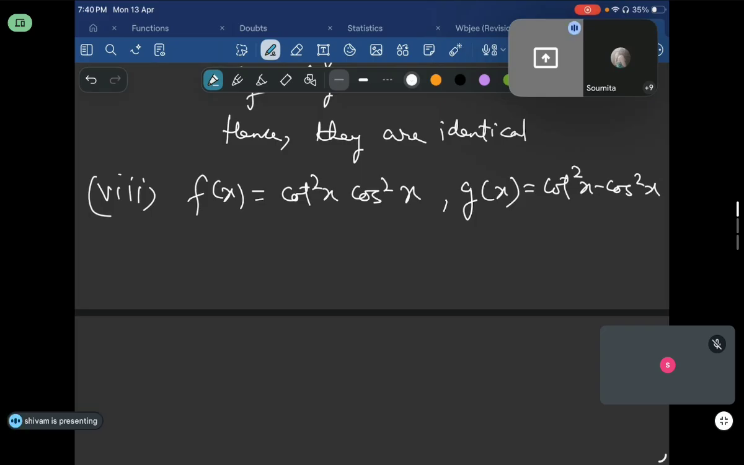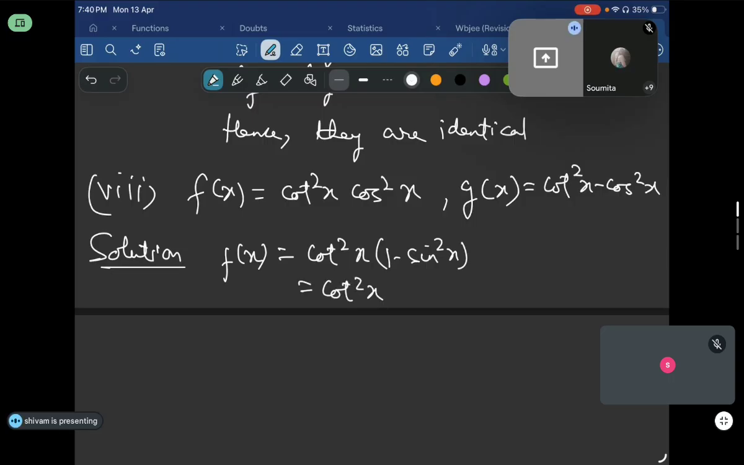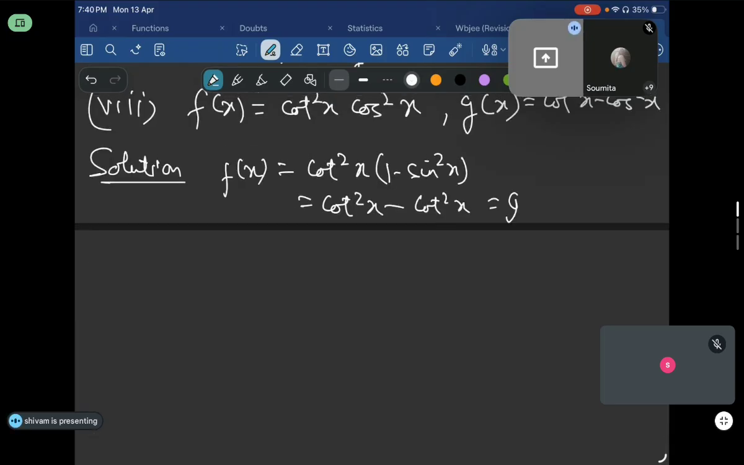Let us see everyone. This one I'm solving. Can I write f of x as cot square x into 1 minus sin square x? This will give us cot square x minus cot square x into sin square x, which will become cos square x. So they are identical, right? Hence, they are identical.